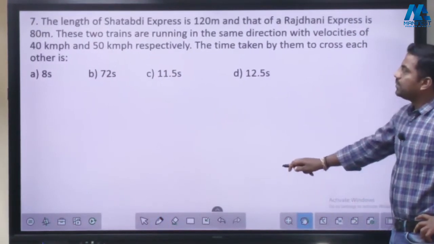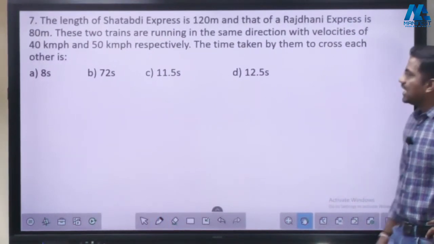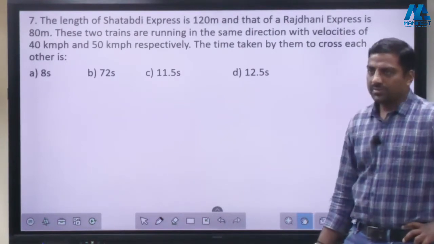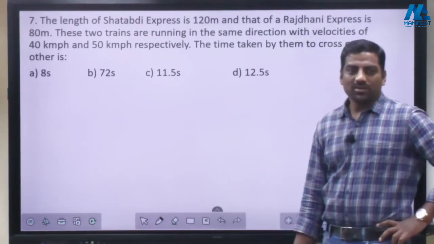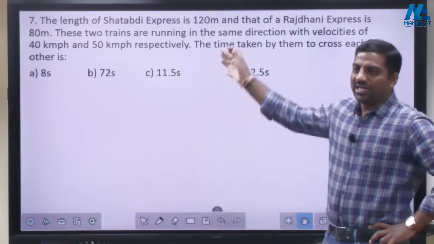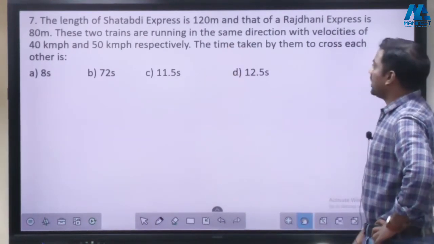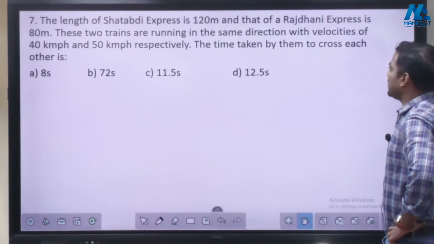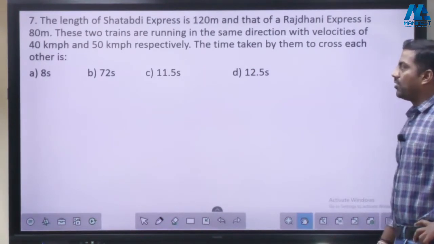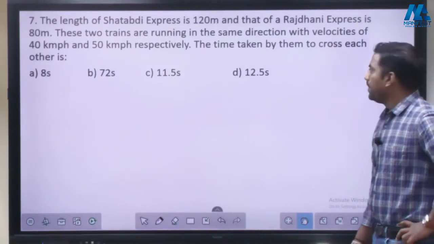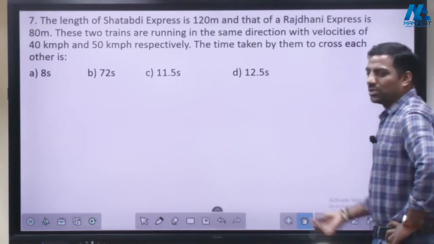Length of Shatabdi Express is 120 meters and that of Rajdhani Express is 80 meters. All these are to confuse you. This is simple: train 1 and train 2, 120 meters and 80 meters. These two trains are running in the same direction with velocities of 40 km per hour and 50 km per hour. The time taken by them to cross each other.